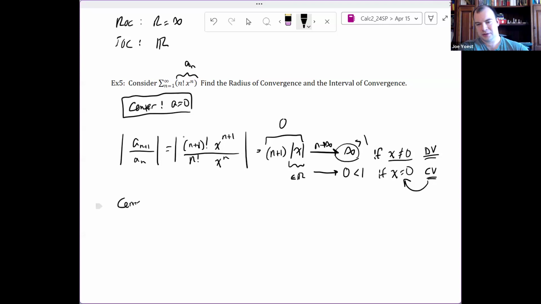So my center, a equals 0. My radius of convergence, I converge on an interval of width 0. And my interval of convergence is not really much of an interval at all. It's just the singleton 0.